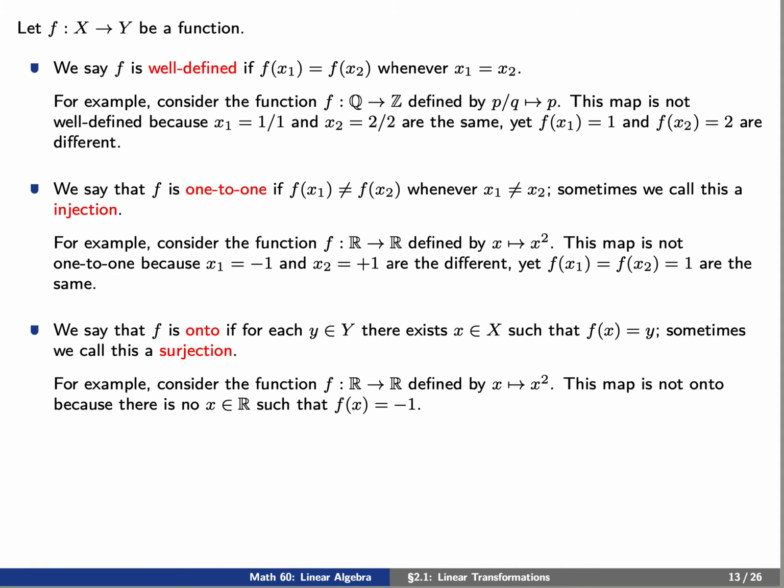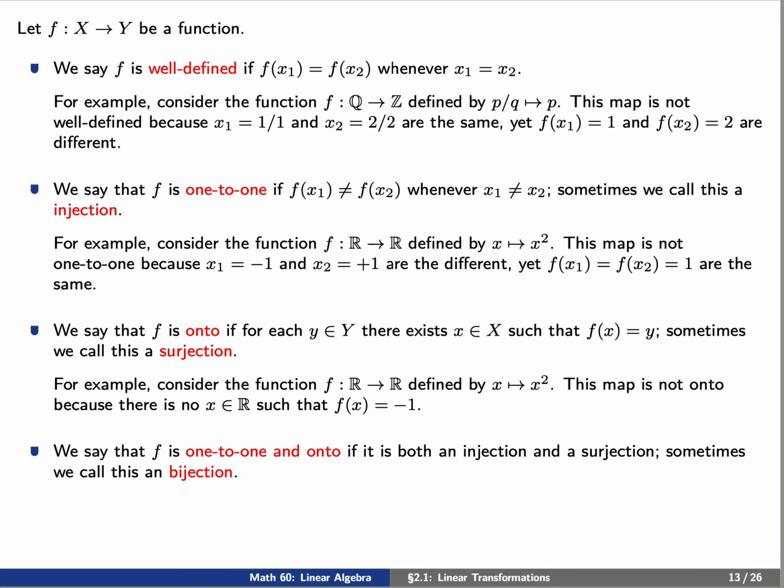Here's an example. Consider the same function we had before, mapping from the real numbers to the real numbers, defined by sending x to x squared. This map is not onto because there is no real number x such that f of x equals negative 1. Simply put, there's no real number x such that x squared equals negative 1.